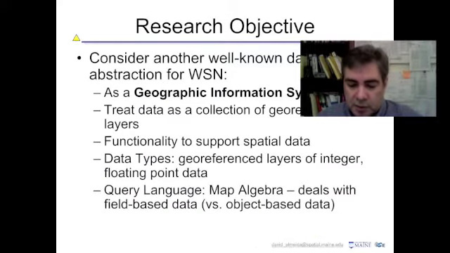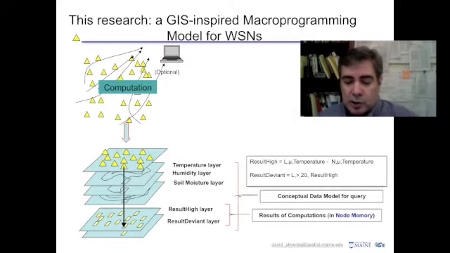For my research, I'm considering another well-known data abstraction for sensor networks, that of a geographic information system. The conceptual model of a GIS is basically that of a collection of georeferenced layers, and layers are a fairly representation agnostic abstraction that also tends to be very flexible. And of course there's built-in functionality to deal with spatial data, as well as an existing query language that's widely known, often called map algebra, which tends to deal with field-based data.